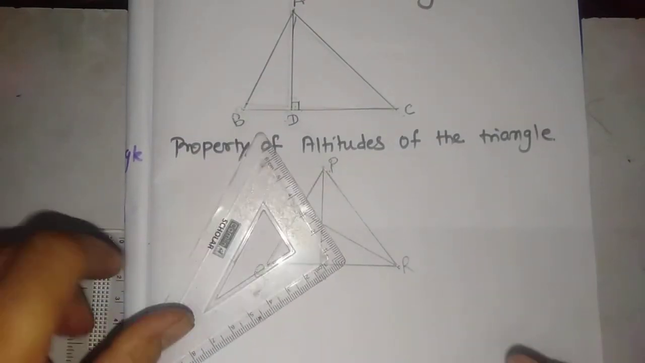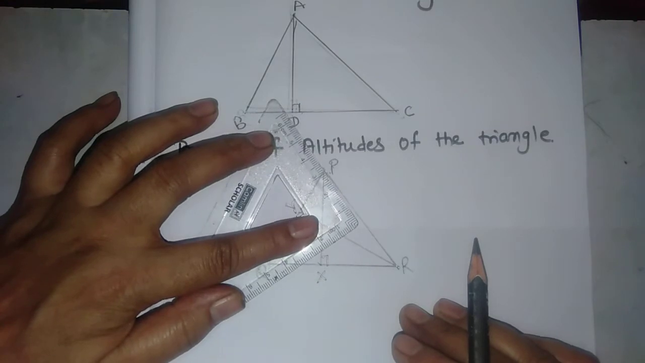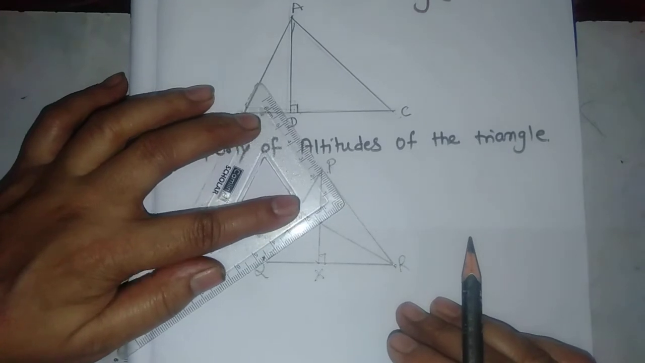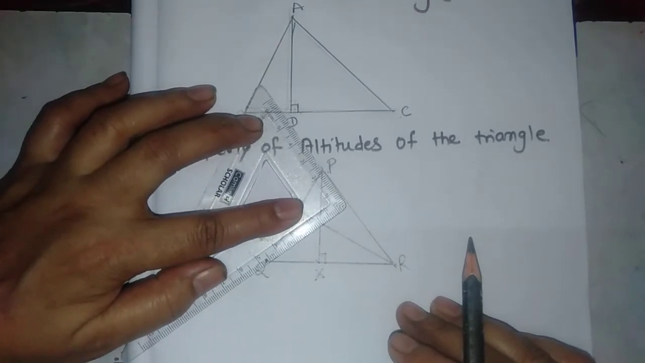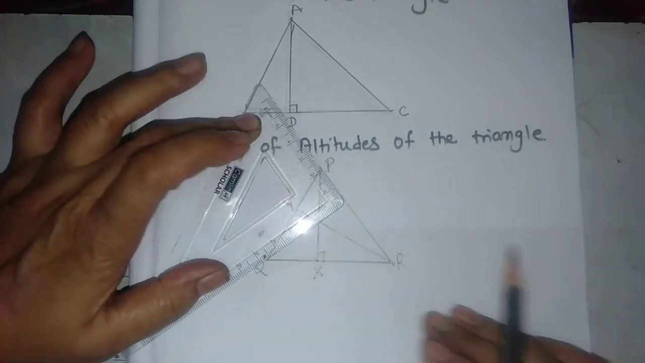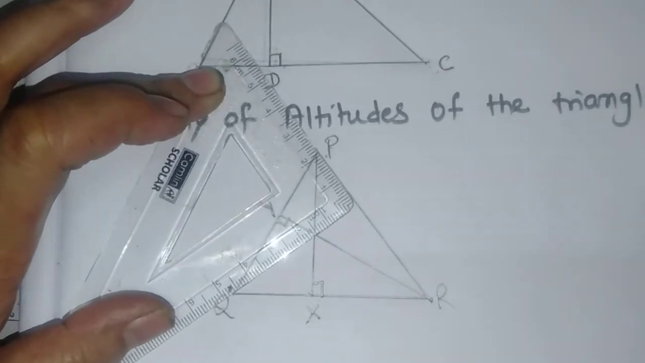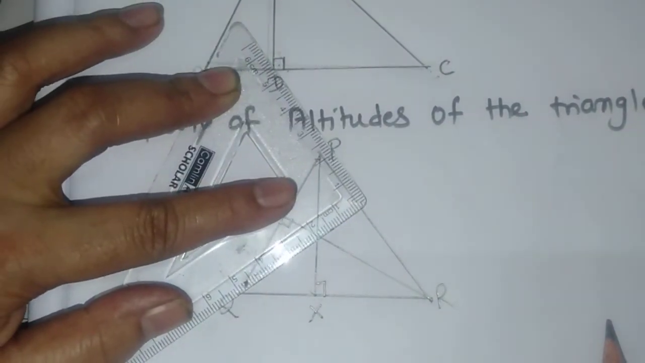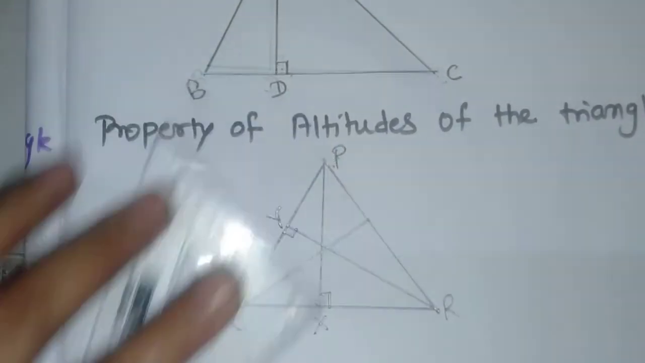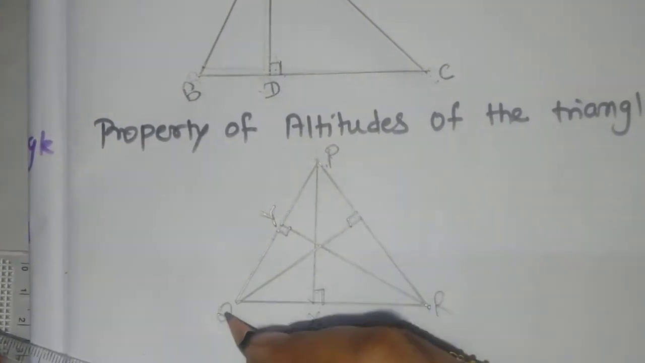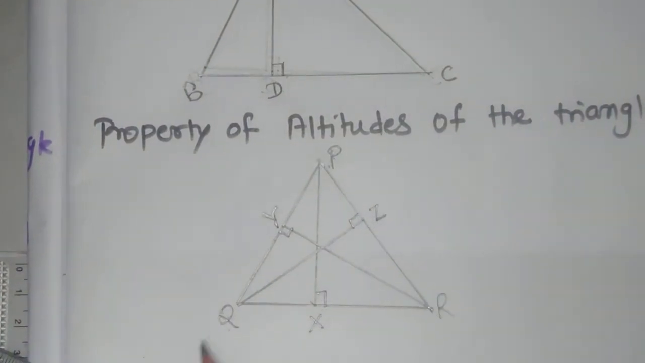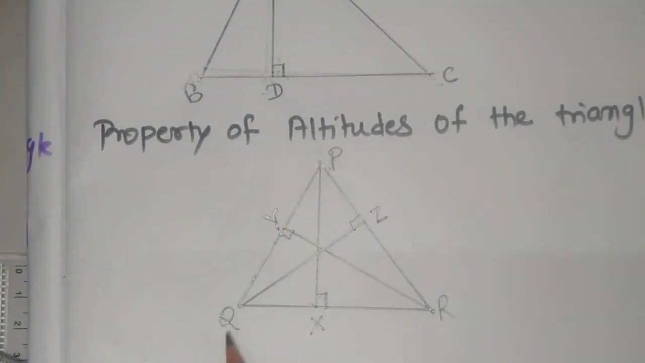So put the set square on the side PR and another side is touched to the point Q. Now join the line. This is the altitude drawn from the point Q. Give the label here Z. So QZ is the altitude drawn from the point Q.